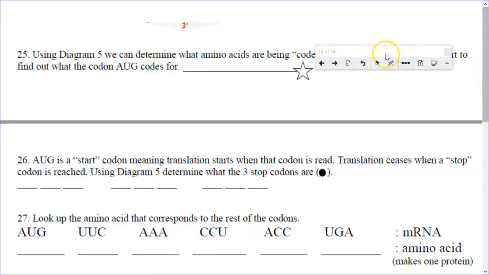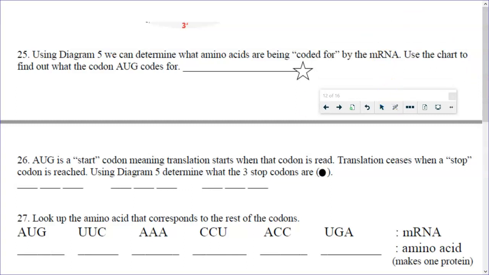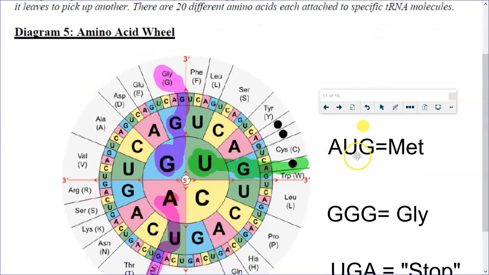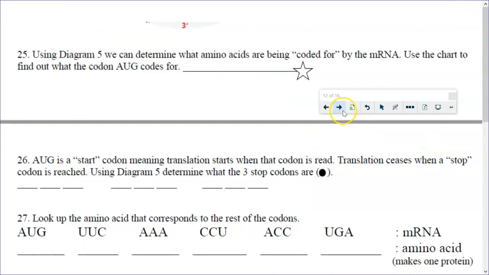All right, so now on your worksheet, it says use diagram 5, so that's the circle. We can determine what the amino acids are being coded for. Use the chart to find out what the code AUG codes for. Now that's one we actually already did. We started with that. AUG codes for the amino acid MET. So in this blank here, I would just write MET for MET.